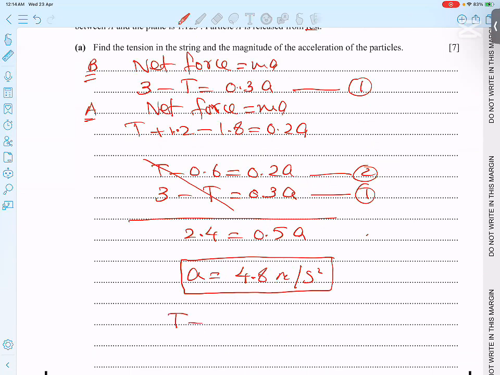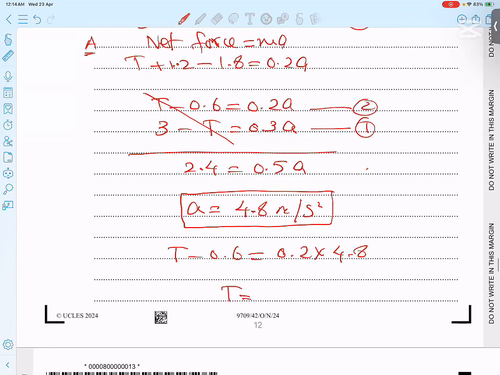This value, I'm going to plug in here. Or I can plug in this place. So put it in equation 1: T minus 0.6 equals 0.2 into 4.8. If I check it, 0.2 into 4.8 is 0.96, and plus 0.6, the answer turns out to be 1.56. So we got a tension of 1.56.